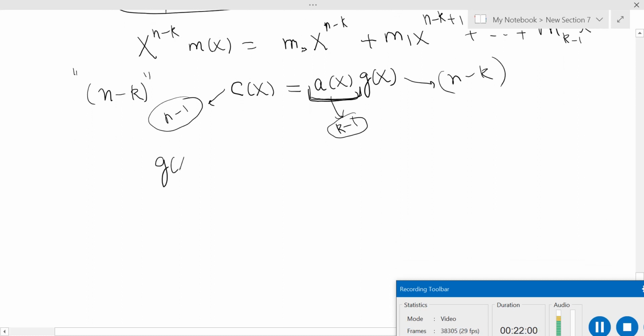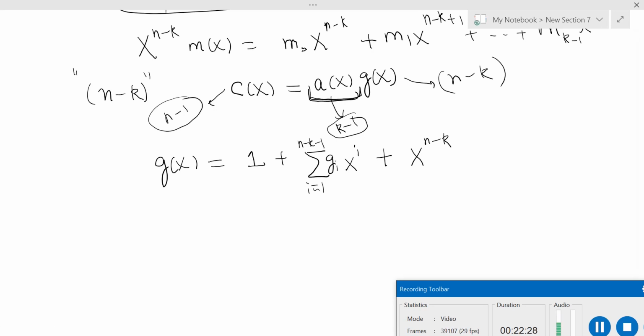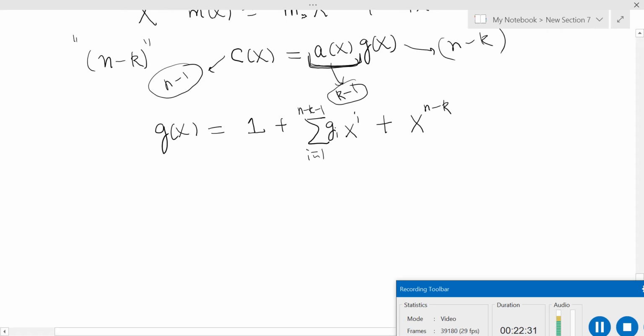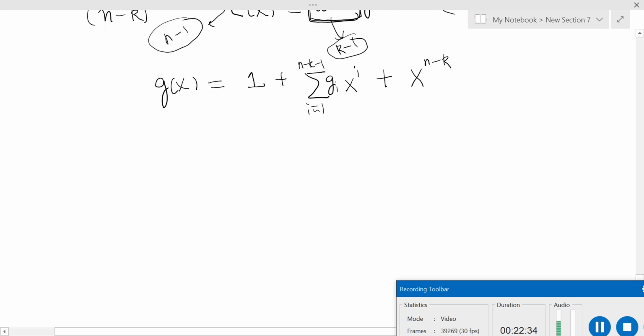So I can write g of x in general. There is a constant term which is always 1, and since the degree is n minus k, there is a term x to the power n minus k with coefficient 1 always. In between there will be terms of other degrees x to the power i. Their coefficient will be g_i for i equal to 1 to n minus k minus 1. So g_i may be 0 or 1, depending upon the structure of the code. So this is your generator polynomial, and we will generate the code as c of x equal to a of x g of x.